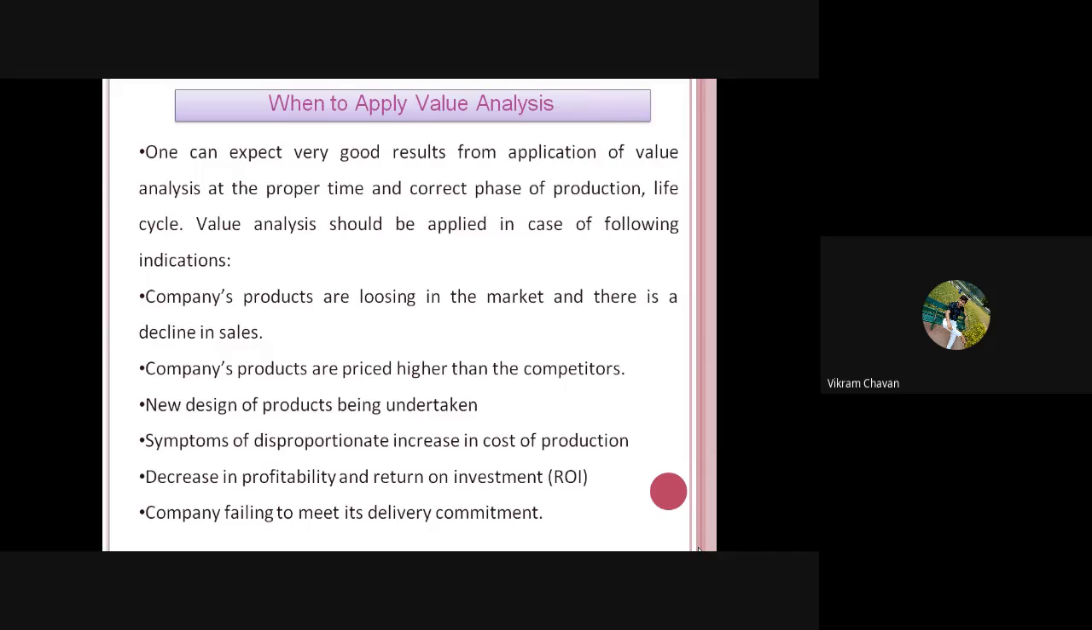Next one: symptoms of disproportionate increase in cost of production, full stop.